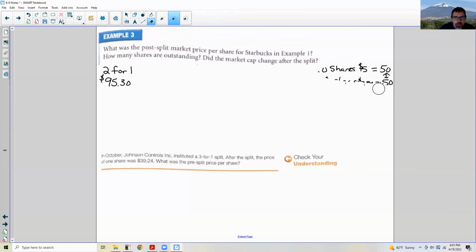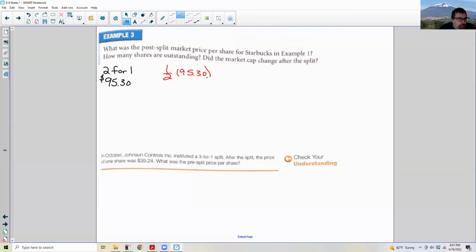Okay, so with that said, now we're going to tackle this problem. When there's a post split, that means after it's split, example 1 was a 2-for-1. Before it split, Starbucks was $95.30. So if for every share that was $95.30, we now have 2 shares that total $95.30, it's going to be 1/2 times that $95.30. You can write the ratio in the fraction 2-for-1, 2/1. If you multiply by the reciprocal, you get the dollar value, if you think of it that way.